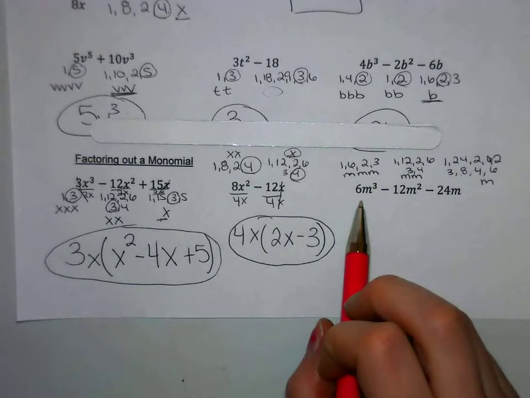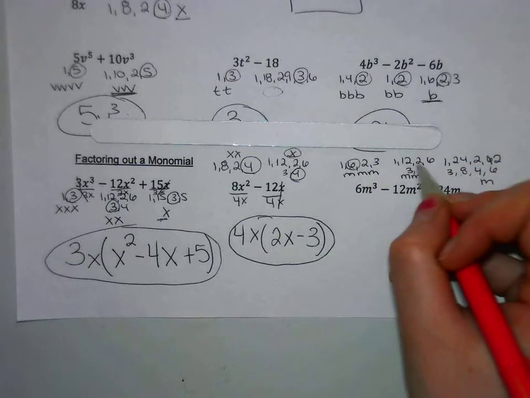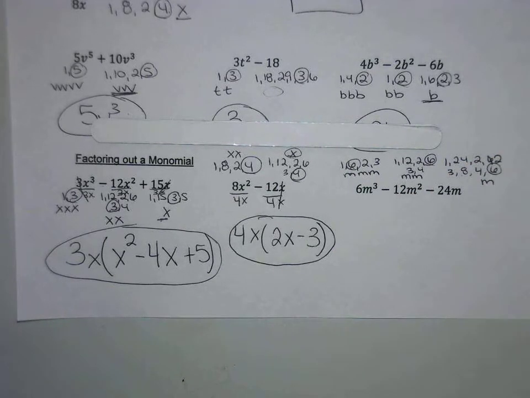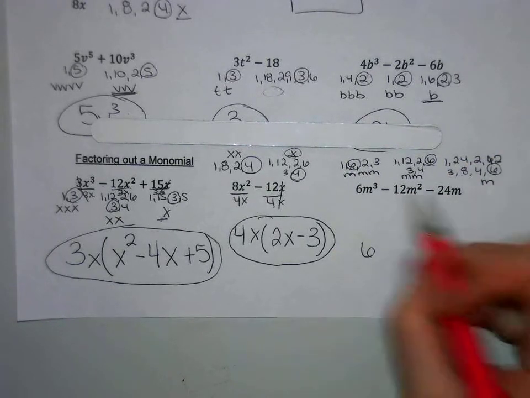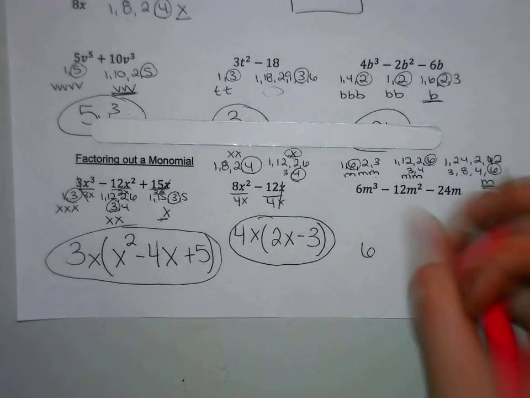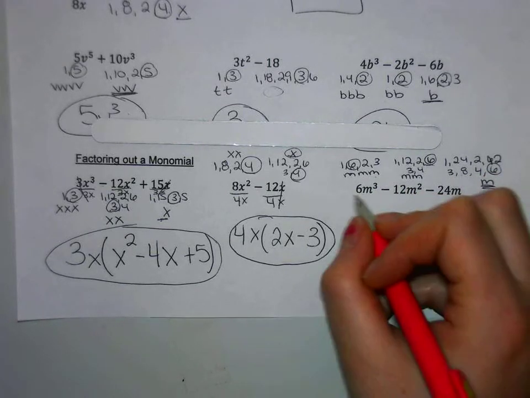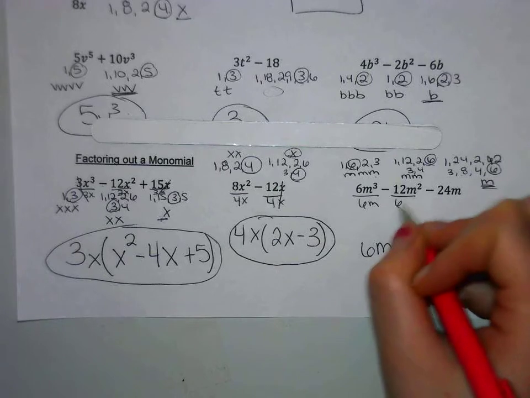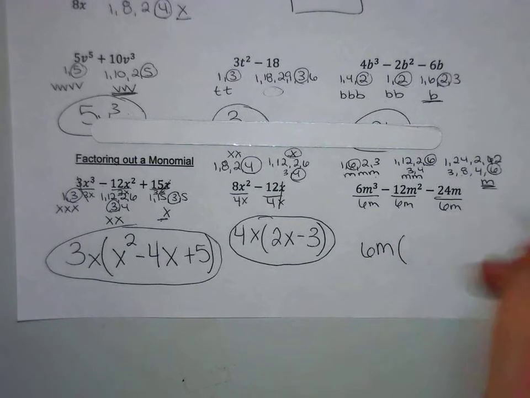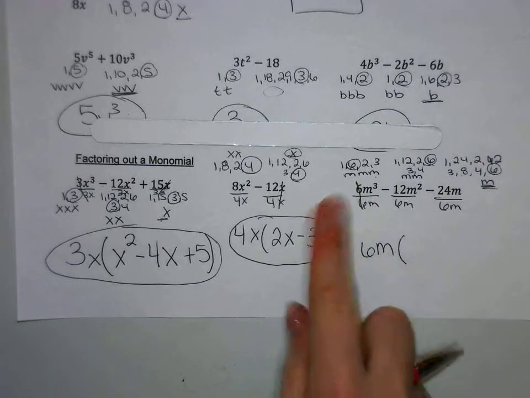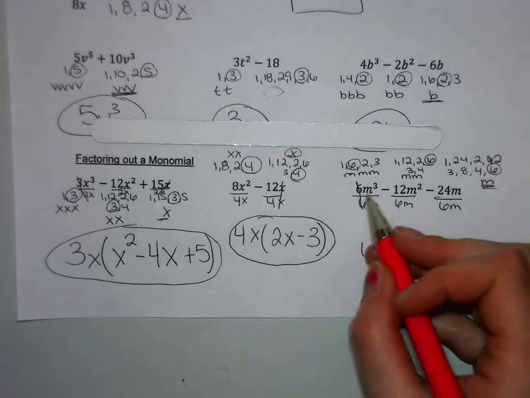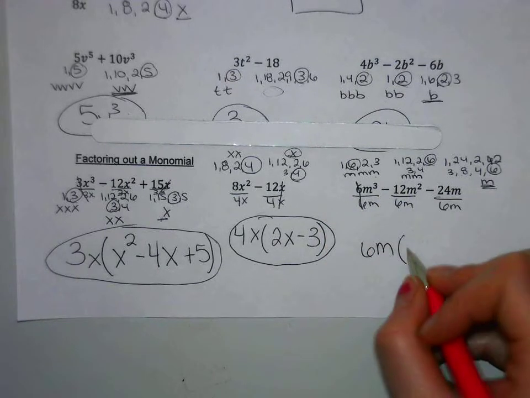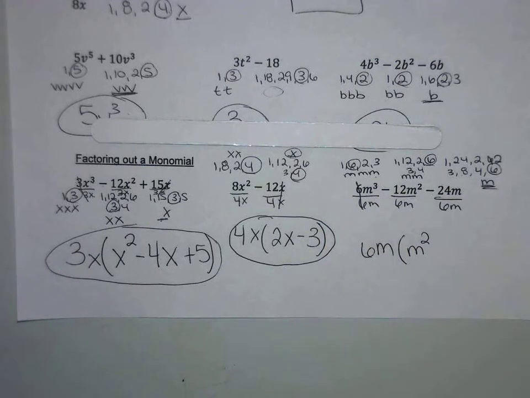The highest we have in all of them is 6. So we can pull out a 6. And the most m's we can pull out is 1. So if we take our 6m and divide all of them by it, 6 divided by 6, those cancel each other out, become 1. m to the third divided by m means we're left with 2, so m squared.